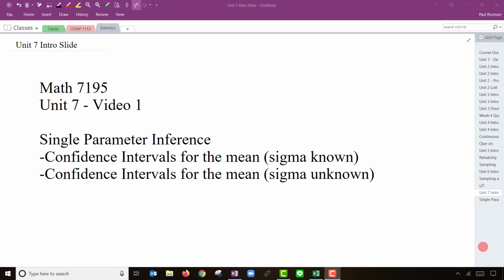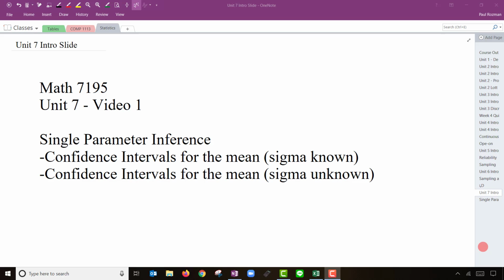Hello, Math 7195. Here we are in unit number 7. Today we're going to be talking about single parameter inference. We'll talk about confidence intervals for the population mean mu when we know sigma, and then we'll do the more realistic case, or the more practical case, where we will construct a confidence interval for the mean when we don't know the population standard deviation. So we'll hit those two topics today.